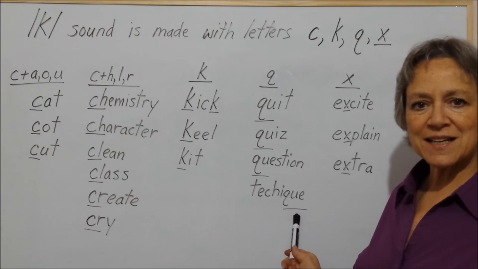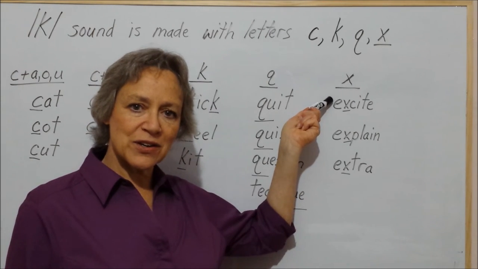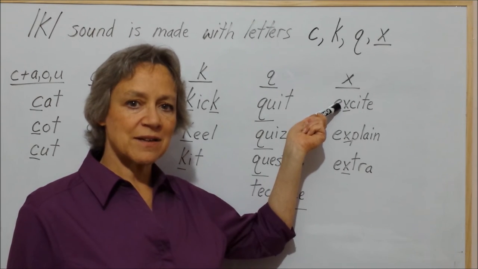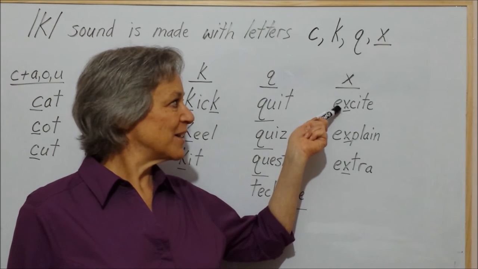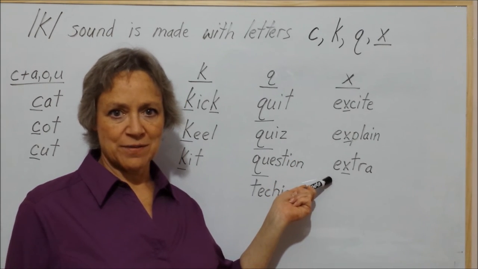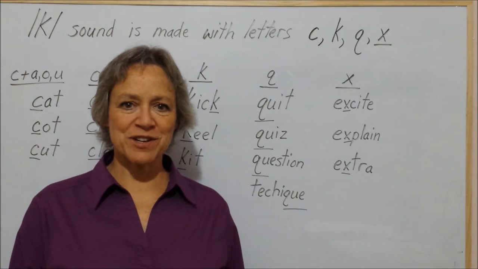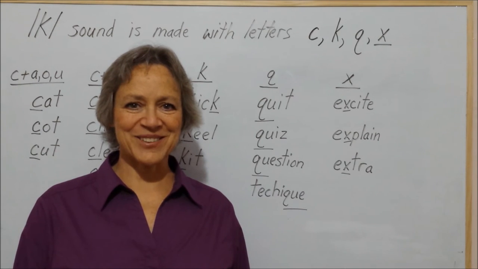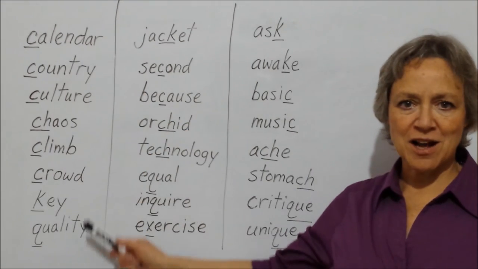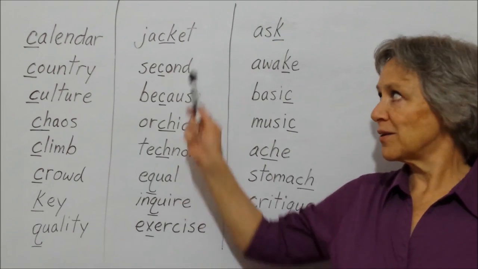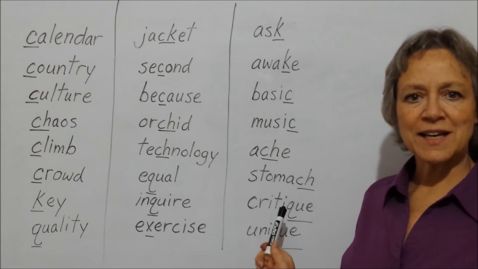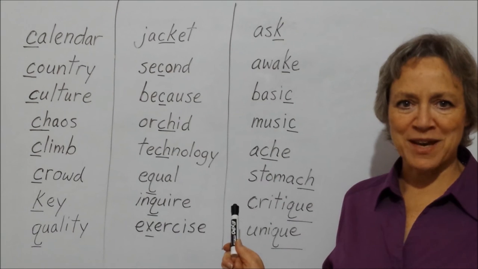Technique, technique. The letter X makes the K sound with the S sound. It makes K-S. In many words, not all words, but in many words, we have excite, explain, extra. So these are all the words that I gave you previously. Let's go on and I'll show you some more examples, okay? Here are some more examples of words containing the K sound. The words in this column have K at the beginning of the word. The words in this column have K in the middle of the word. And the words in this column have K at the end of the word. Please practice saying these with me, okay?